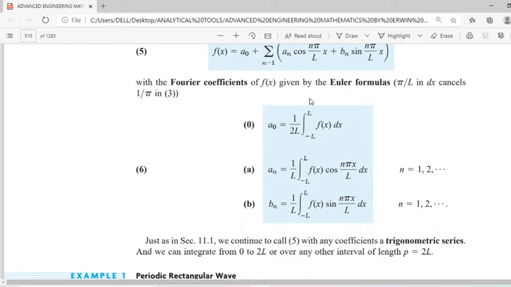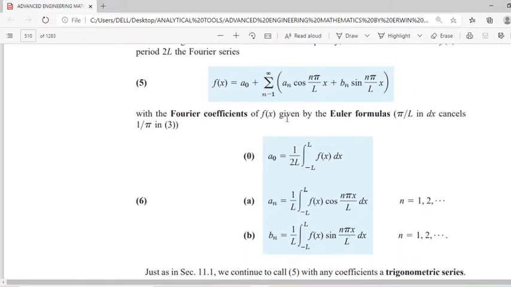So a similar step holds for this section also. So we obtain a naught, an, and bn. These are the coefficients of the equation number 5.